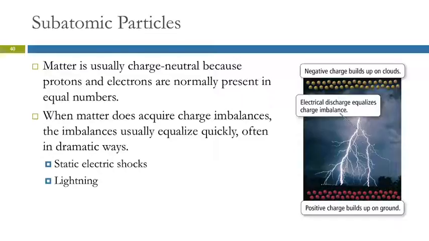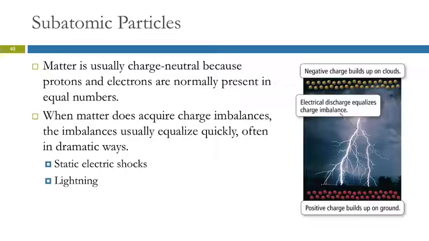Another place we see this is in lightning. Lightning is a result of a charge imbalance. Negative charge builds up in the clouds, positive charge builds up on the ground, and when it re-equalizes, we get this flash of lightning. That is so dramatic and explosive, so much energy, that there is a sound associated with it, and we hear the thunder. Any questions?